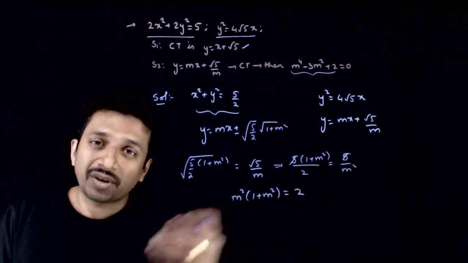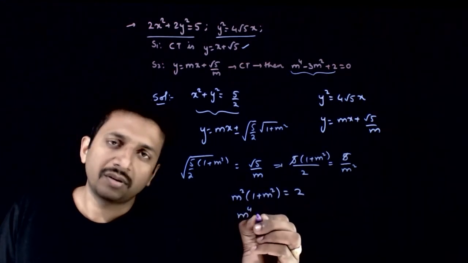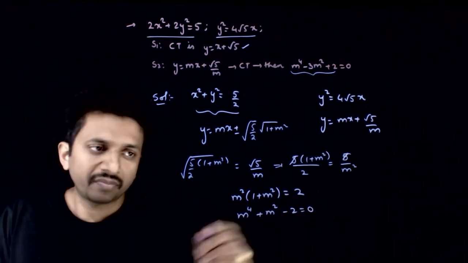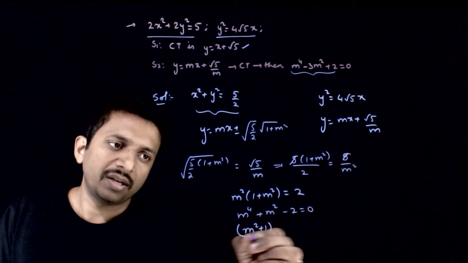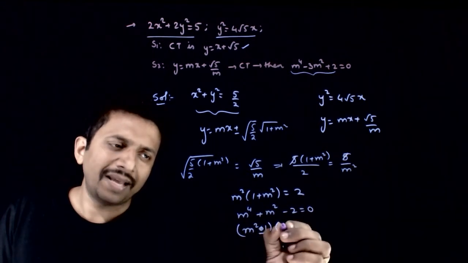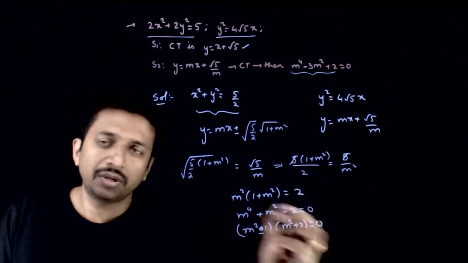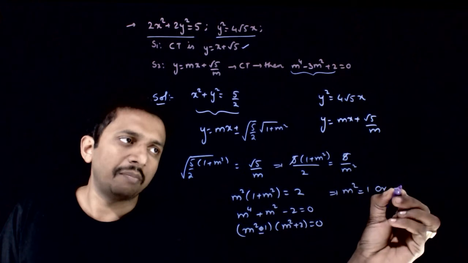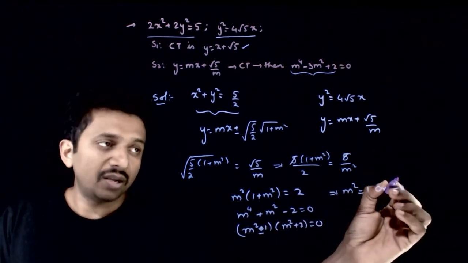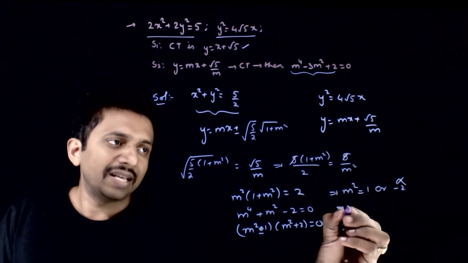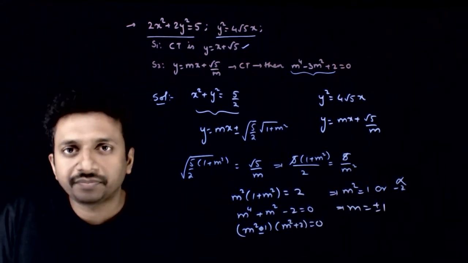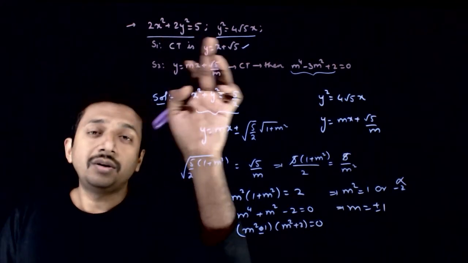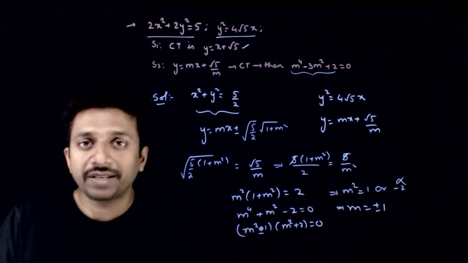This is a quadratic in m². So m⁴ + m² − 2 = 0. The factorization is (m² + 2)(m² − 1) = 0. This implies m² = 1 or −2. So m² = −2 is not valid. This implies m = ±1. That means the common tangents to these two curves have slopes ±1.